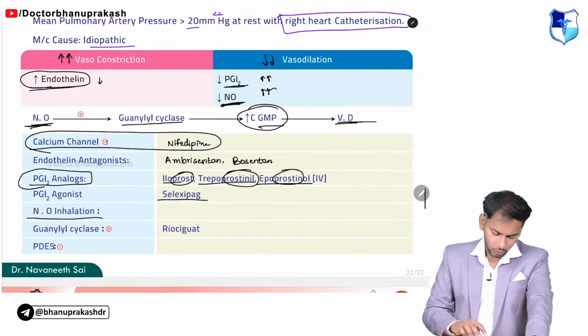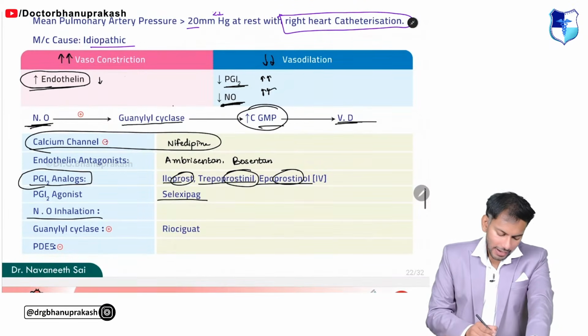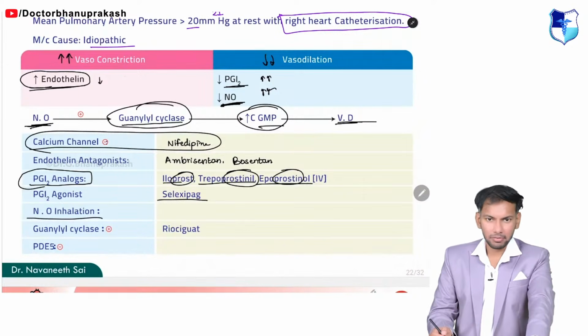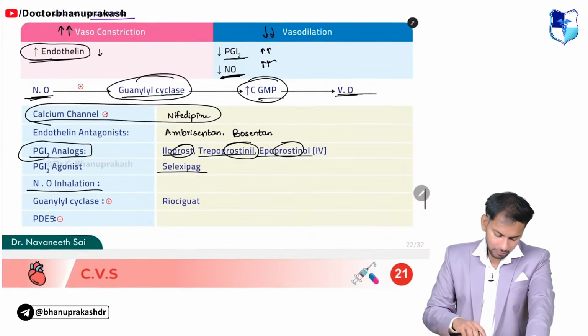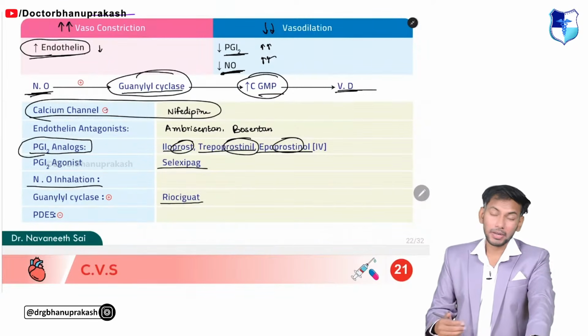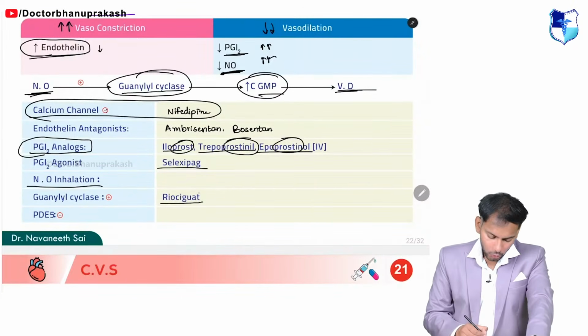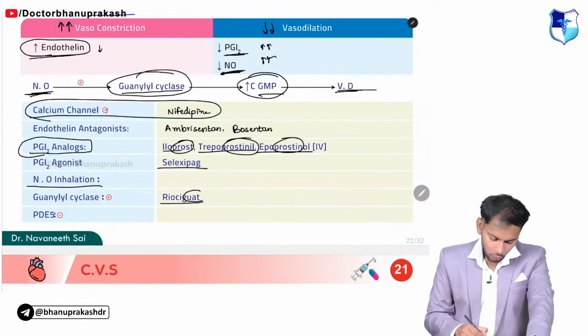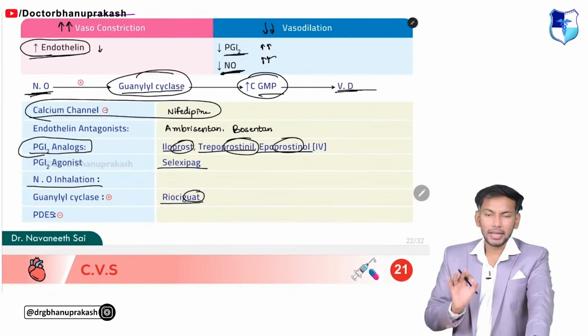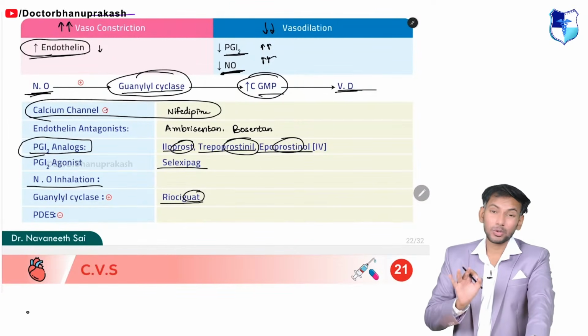So if you are activating the guanylyl cyclase, will all of this happen? Yes, it will happen. That is why we have made a drug called riociguat. Guat means guanylyl cyclase stimulator. Did you understand this much? Guanylyl cyclase stimulator, that is riociguat.